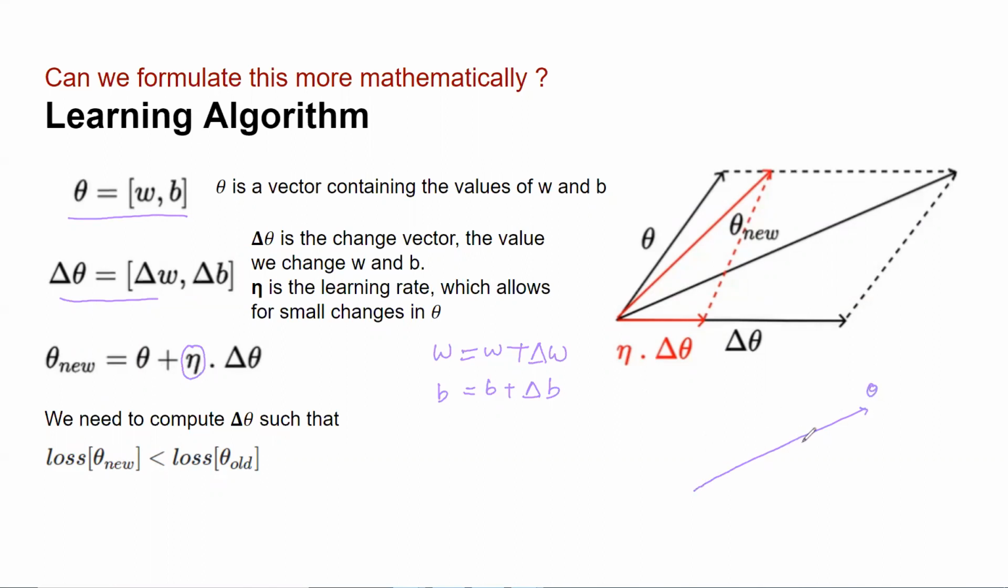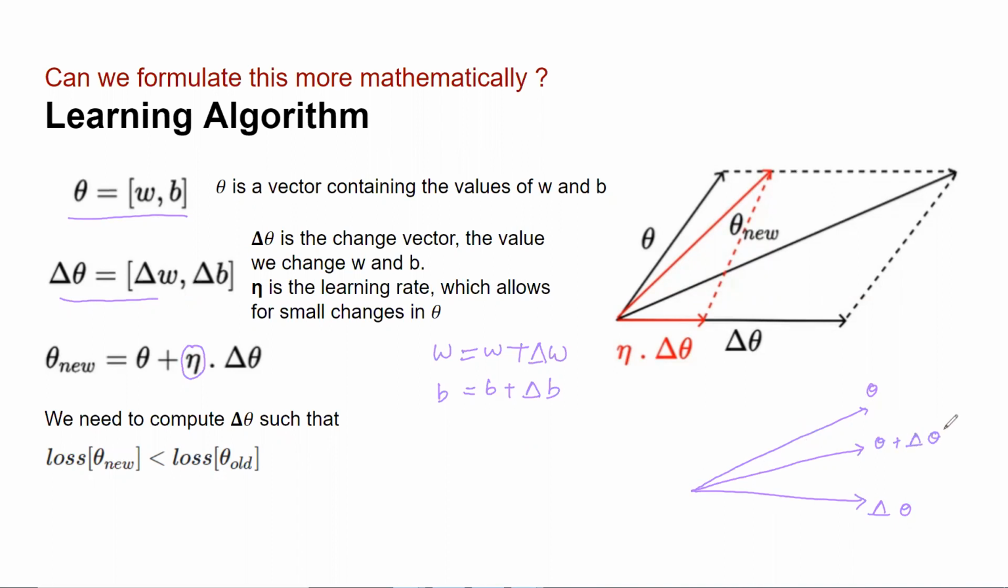Now what I have to do is make an update on this theta, right? So let's say that I add another vector. This is my delta theta. The vector addition of two vectors will give me a third vector. This is another vector, which is theta plus delta theta.